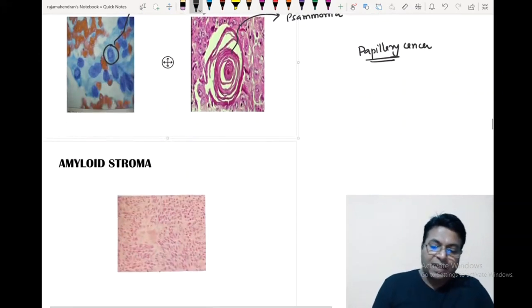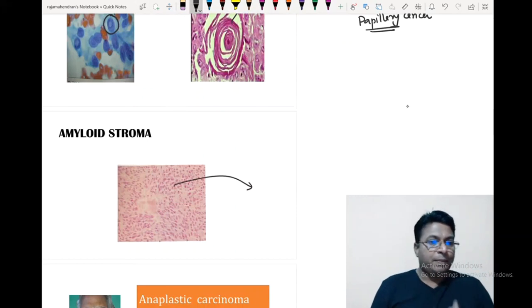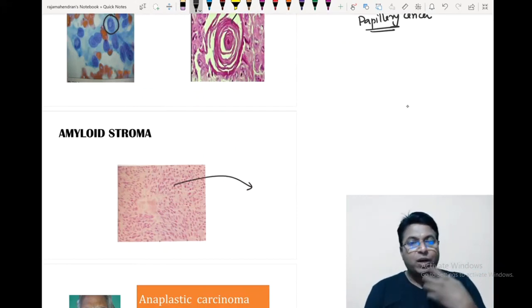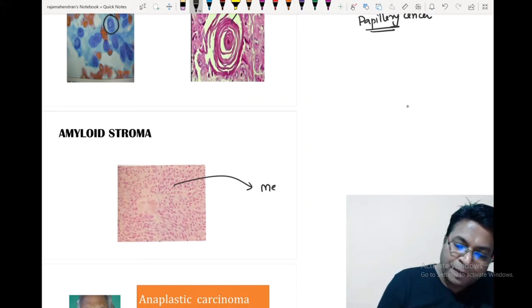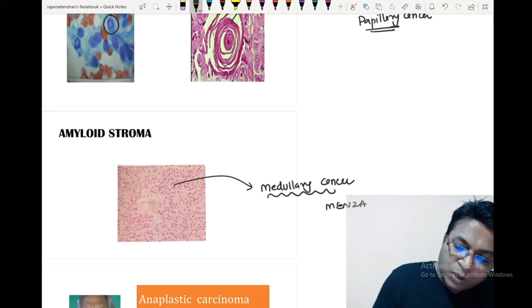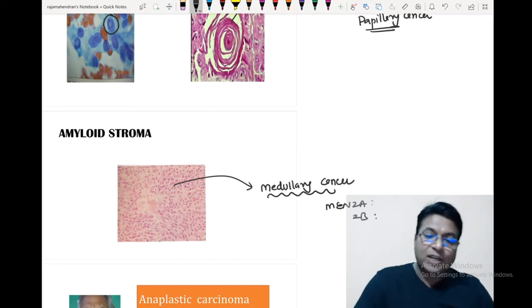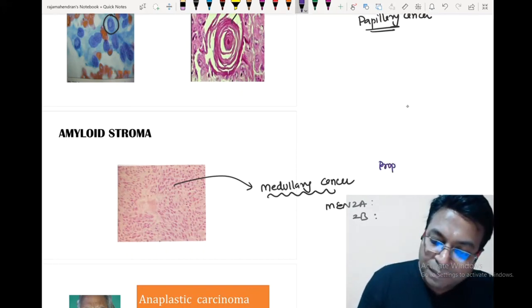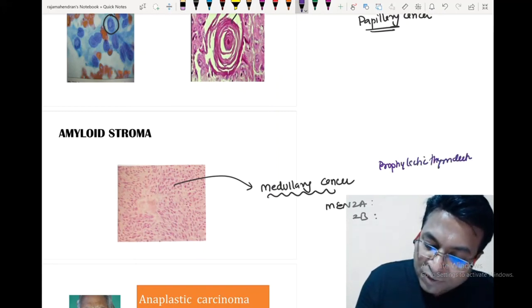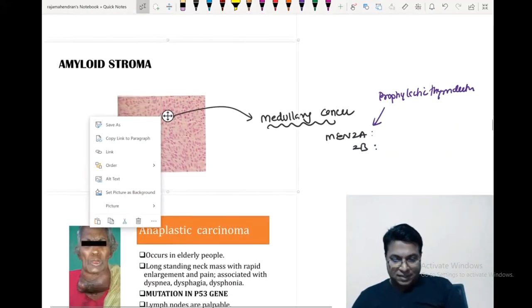So this is a highly expected NEET PG question. FNAC shows amyloid stroma. Where will you get this? In a thyroid neoplasm, FNAC showing amyloid stroma is seen in medullary cancer. Medullary cancer is a familial cancer seen in MEN 2A and MEN 2B cases. Therefore, I should advise them prophylactic thyroidectomy. Prophylactic thyroidectomy is done for patients with MEN 2A and MEN 2B syndromes.